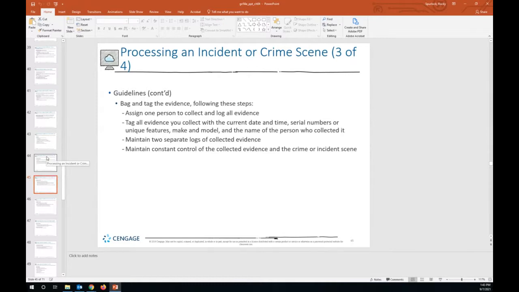Now, when you bag and tag the evidence, you want to follow these steps. You want to assign one person to collect and log all evidence. You want to tag all the evidence you collect with the current date and time, serial numbers or unique features, make and model, and the name of the person who collected it. Maintain 2 separate logs of collected evidence. Also maintain constant control of the collected evidence and the crime scene or incident scene.